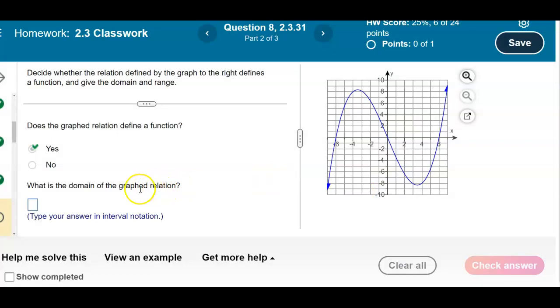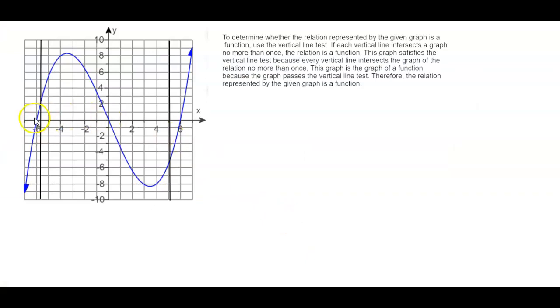Now we need to determine what is the domain of the graphed relation. The first thing we need to remember is, what is the domain? Well, the domain is all the x values that correspond to this particular graph. If we take a look at the x-axis, you can see the x-axis goes from negative infinity to positive infinity, and the reason is that the arrows mean it keeps extending. Same over here. So therefore, we're going to say that the domain of this function goes from parentheses negative infinity to positive infinity.